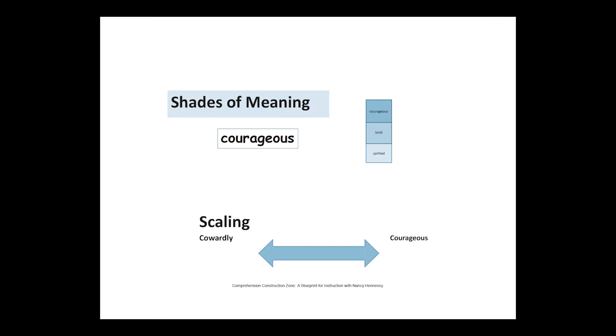And so we've got different shades of meaning here. Someone's courageous, they're bold, they're spirited. Yeah, okay. Nuance, right? Just as the colors are nuanced. And then we could scale cowardly to courageous.